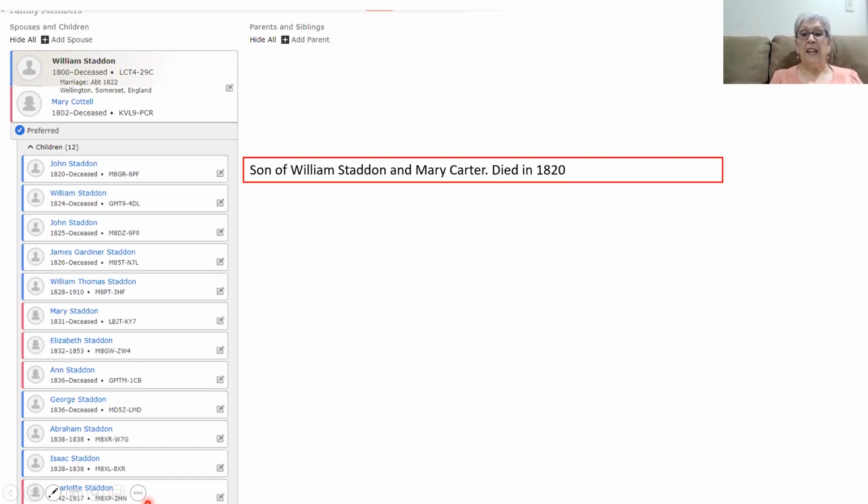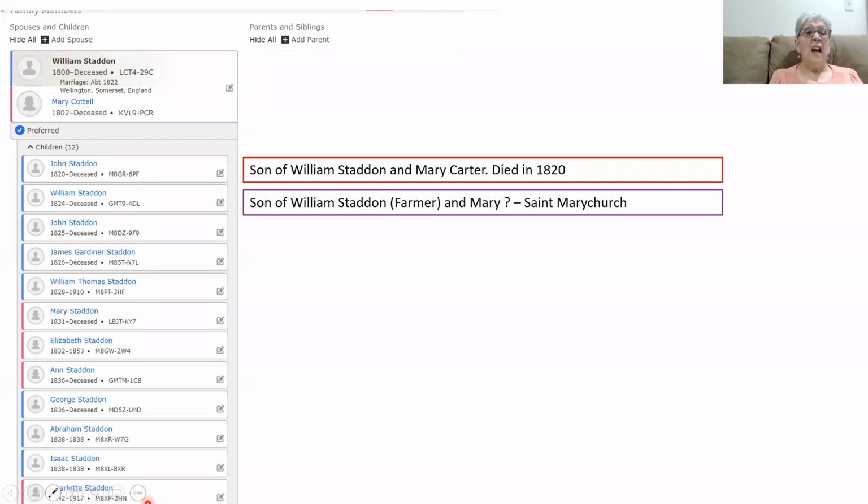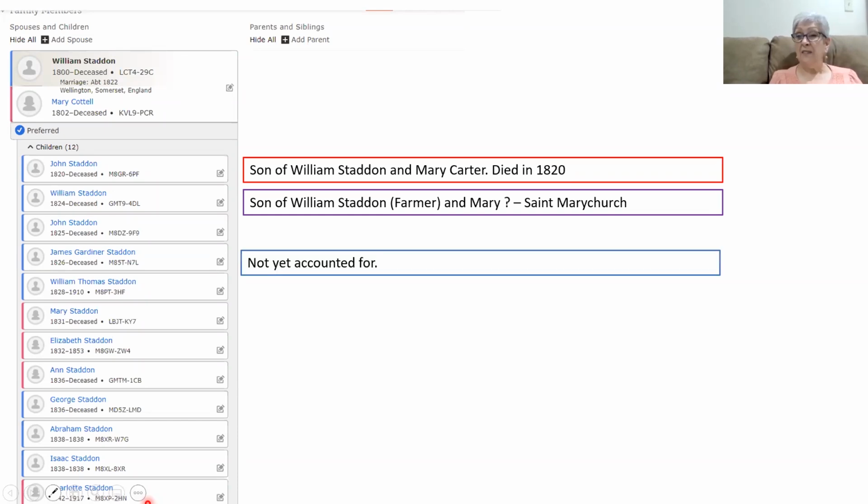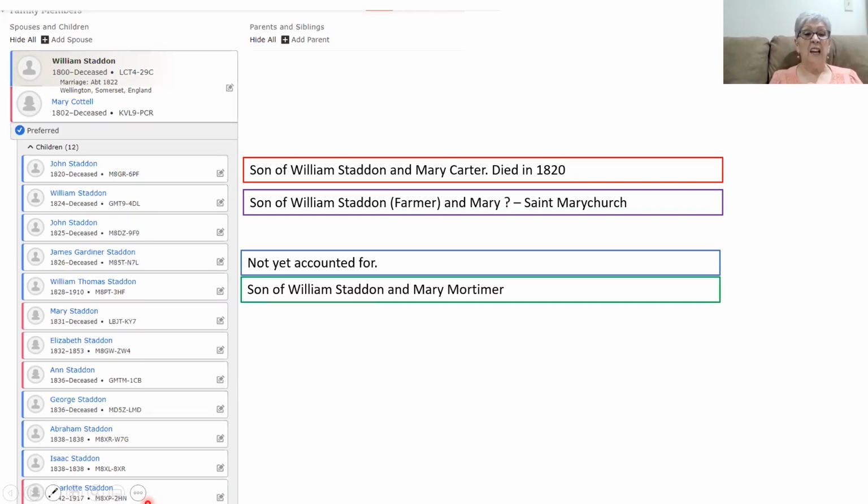John Stadton, born in 1820, was actually the son of William Stadton and Mary Carter, and he died in 1820. William Stadton, born in 1824, was actually born in St. Mary Church, which is by Torquay, and his father was William and his mother was Mary. I don't know her last name yet. Like I say, this is a work in progress.